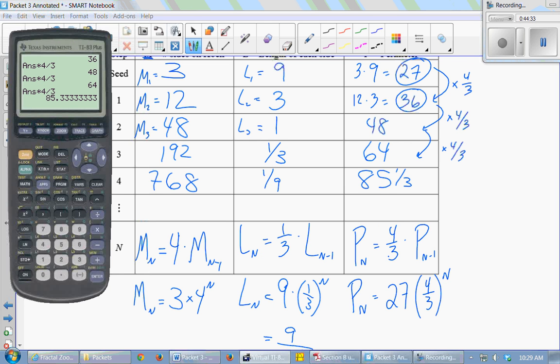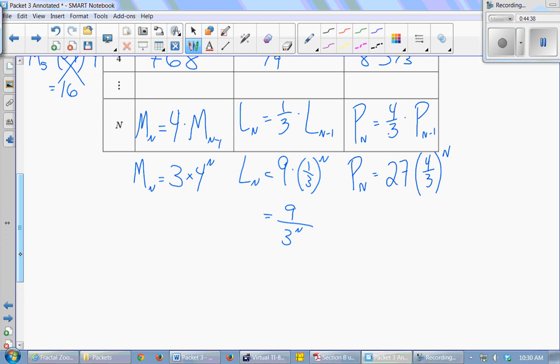All set? Okay, good. So looking at this formula for the perimeter, it's exponential growth, right? And I'm multiplying over and over again by the number 4/3. Is 4/3 bigger than or less than 1? Bigger than 1. When you multiply something by a number bigger than 1, does it get bigger or smaller? Bigger. So I'm multiplying by 4/3 over and over again, which means the perimeter is just going to get bigger and bigger and bigger.